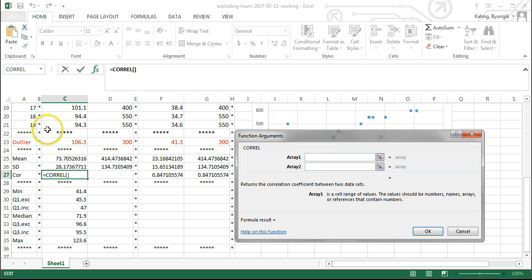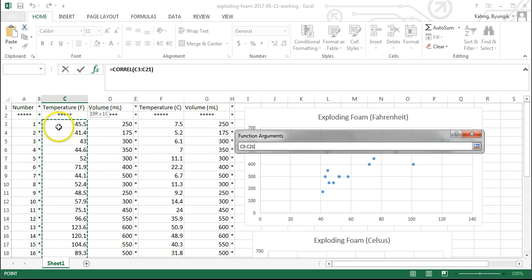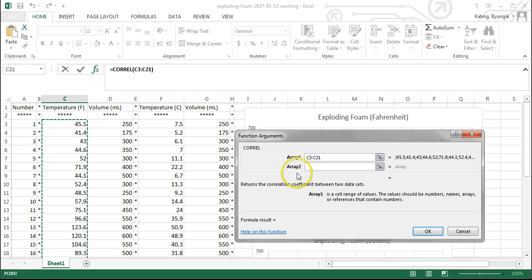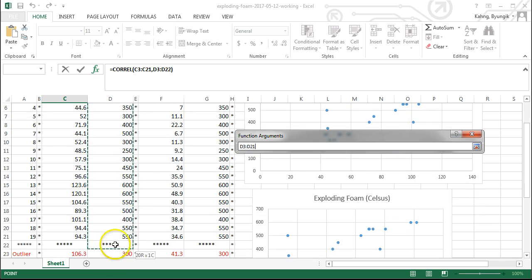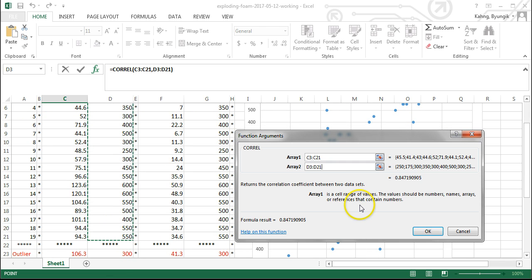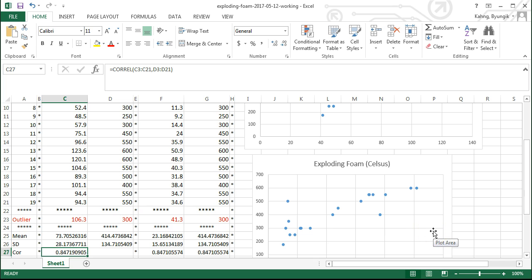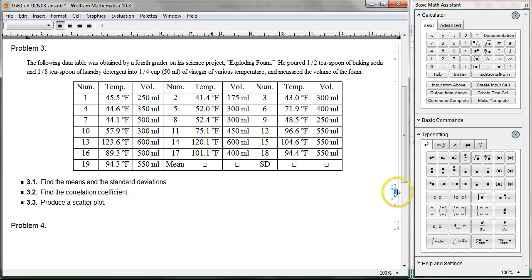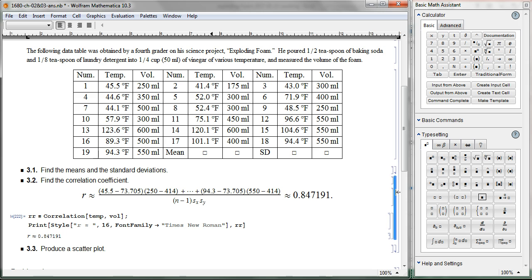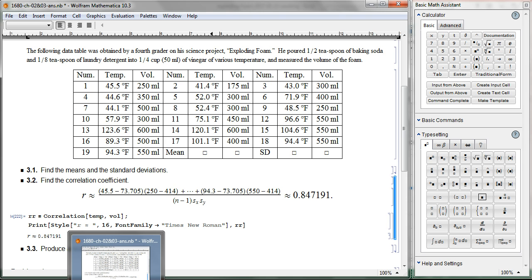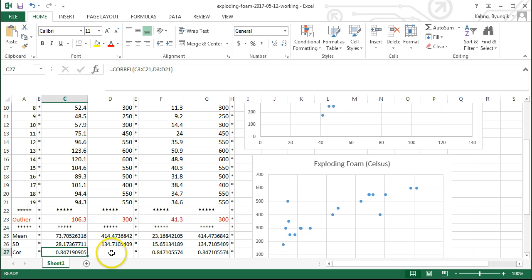First array, that's going to be the temperature. I select it with my mouse. Now let's click array 2. The second array is the volume. Okay, we are ready. Click OK. And there goes the correlation: 0.84719. Do we have the same thing as Mathematica's computation? Yes, indeed. That cannot be a coincidence. That must be right.